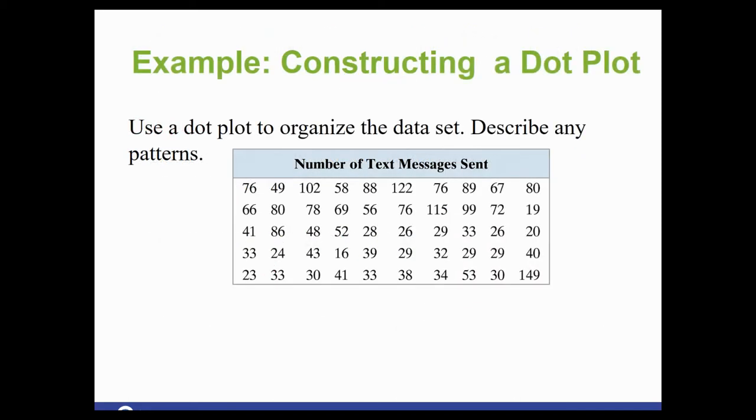So let's try one out. It says use a dot plot to organize the data set. Describe any patterns. We've got a lot of numbers here and not a huge screen, so we're going to try our best to squish this in. First thing we need to find is our smallest number in there, our minimum. So I'm looking through and I think 16 is going to be our minimum. So I'm going to put that over here, minimum 16. And then we want to find our maximum. We want to know the smallest and the biggest so we know how big our number line should be. I think our biggest one is the 149. Again, do the best you can to try to get that in there.